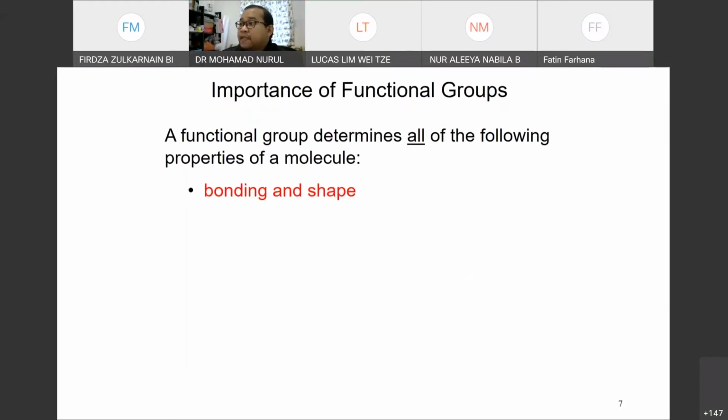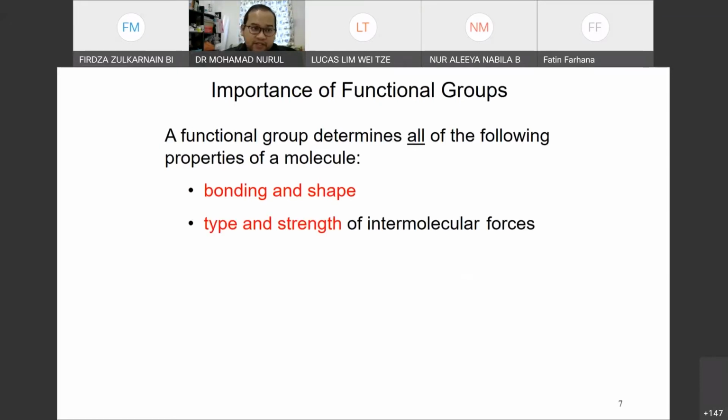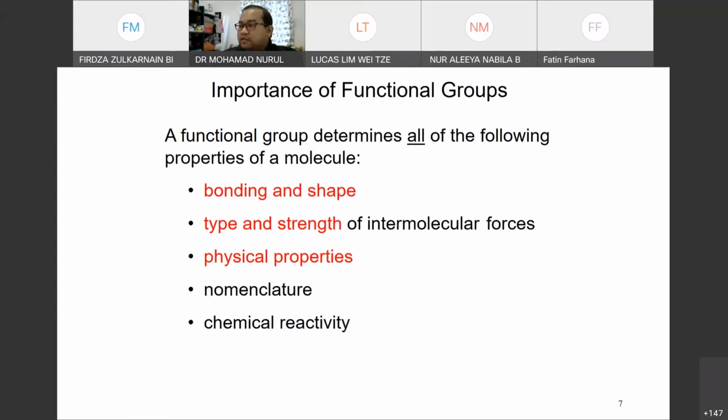Okay, the importance of functional group. A functional group determines all the following properties. Of course, bonding and shapes, which is related with the hybridizations also, and also characters. Type and strengths of intermolecular force, physical properties, and the naming of the compounds, which is referred to as nomenclature. So the chemical reactivities, okay. We have learned before in chapter 2 also about the chemical reactivities.